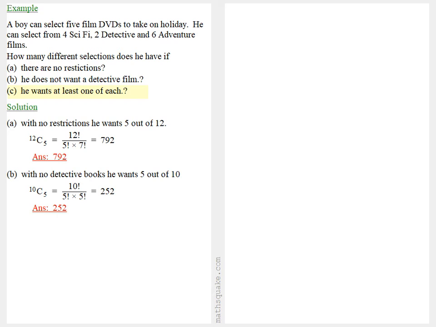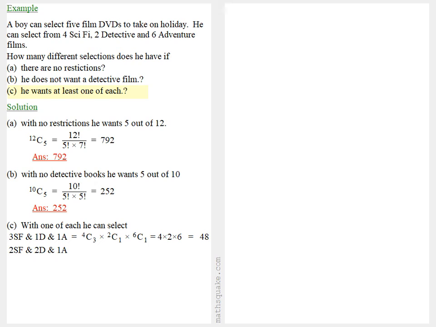Now in part C, he wants at least 1 of each. Now, if he's going to choose 1 of each, then he can select either 3 science fiction, 1 detective, and 1 adventure film. Now that's 3 out of 4 science fiction, so that's 4C3, 1 detective is 2C1, and 1 adventure is 6C1. That's 4 times 2 times 6, or 48.